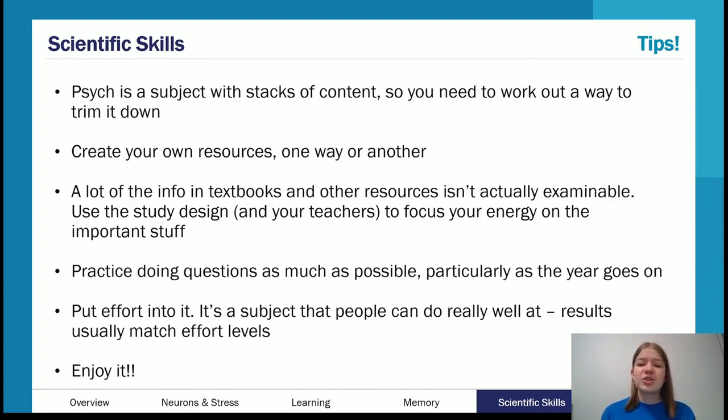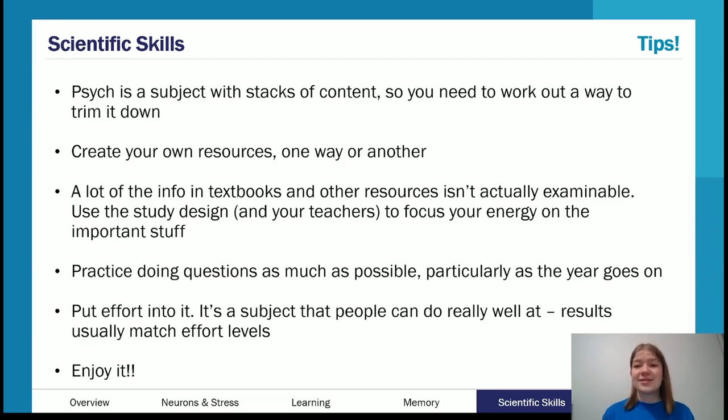A lot of the information that you get in a range of resources isn't actually examinable, so use the study design and guidance from other figures such as teachers and tutors to focus your energy on the things that are most important. Really do make sure you don't neglect those practice questions.